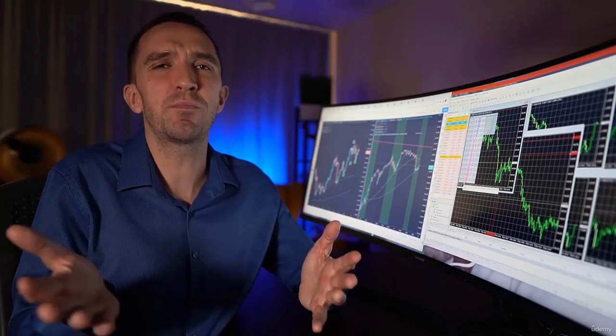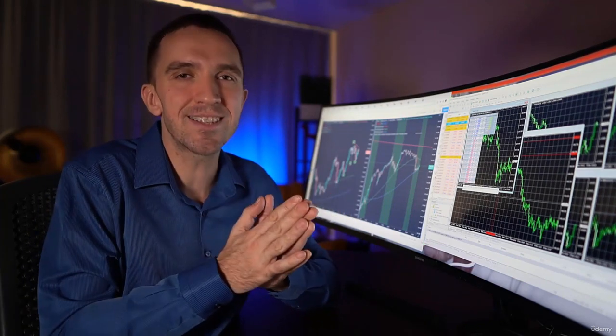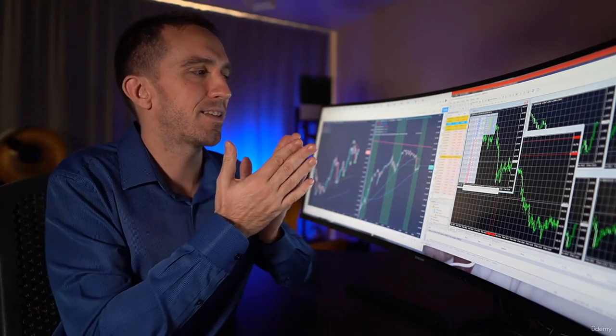Well, it doesn't really mean that it is the best pair. It is just the pair that rises, or the one that is the most bullish at the moment, and the pair that is the most bearish, or the one that is really dropping at the moment.